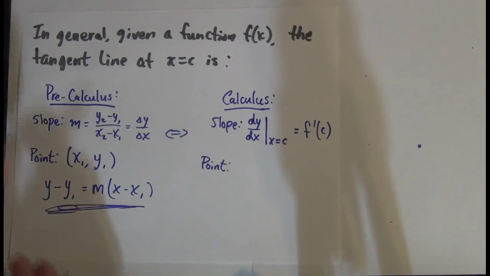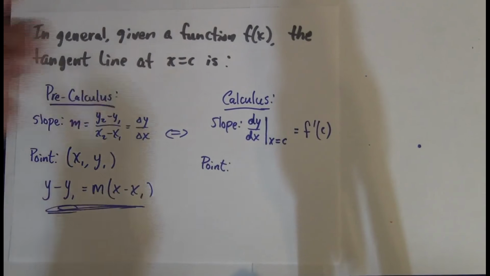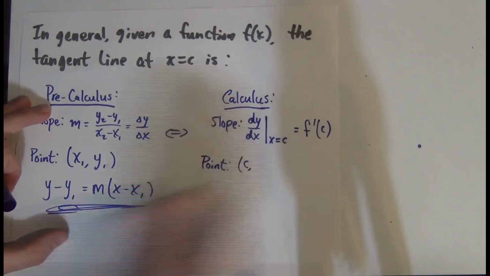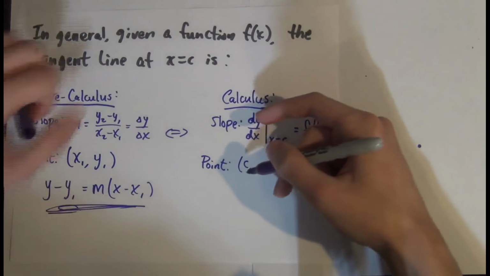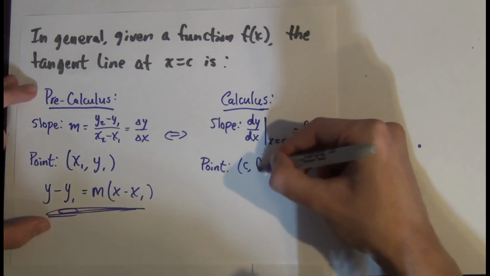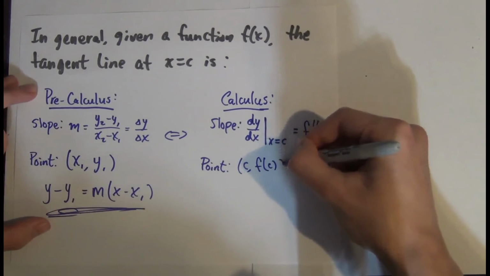So a lot of times you should be given a c value. Whatever that c is, you plug that into the function, and you'll get an x. Your x value is c, and your y value is f of whatever c is.